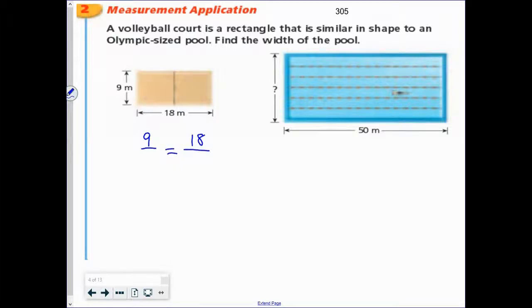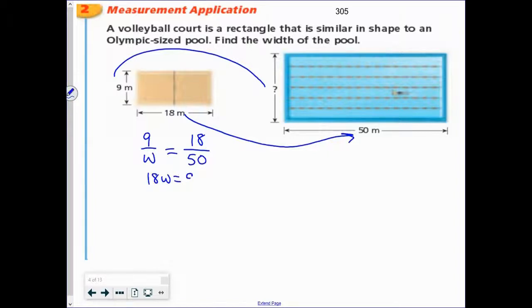of my two ratios. I am missing the small side of the pool, so I'm going to put W for width on the bottom here, and 50, the larger side, I'm going to write on the bottom over here. So 9, small side, to W, small side, that I don't know, is equal to 18, large side, to 50, large side. I cross multiply, I get 18W is equal to 9 times 50.